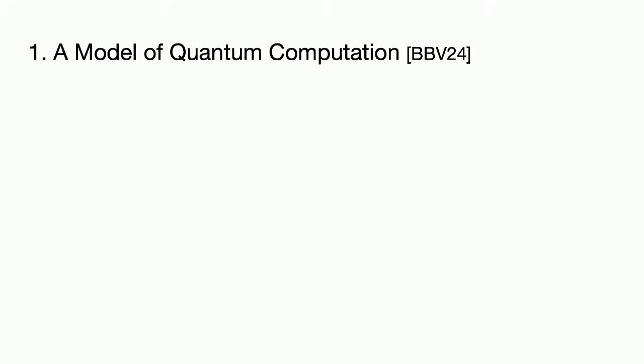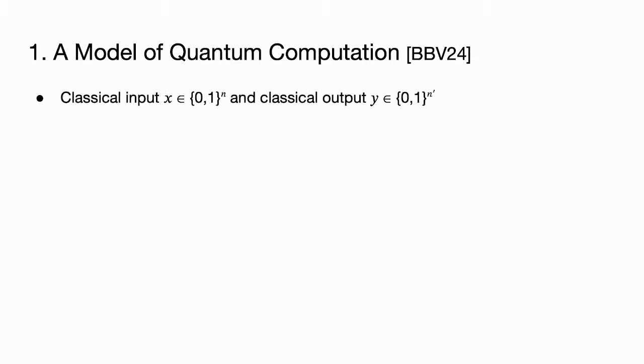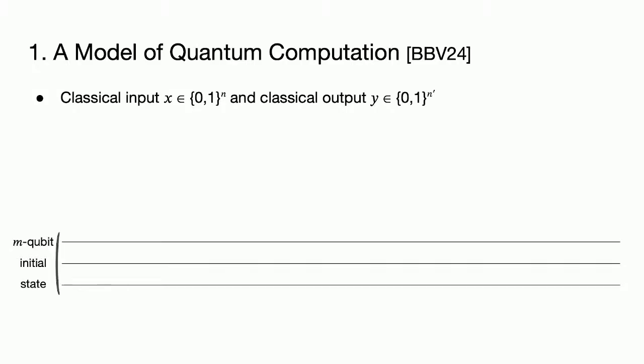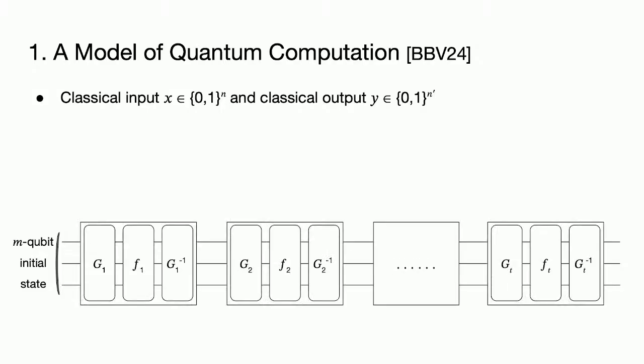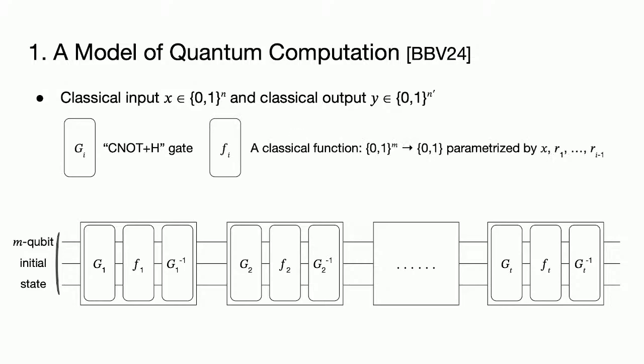So let's consider the following model of quantum computation, which is actually the linear plus measurement program in James' earlier talk. We first focus on the case of classical inputs and outputs. The computation can be specified by an initial quantum state of m qubits on the wires, and a sequence of measurements, each specified by a gate Gi, consisting of CNOT and Hadamard gates, and a classical function Fi, parameterized by x, R1 through Ri-1, that maps m-bit strings to 1 bit.